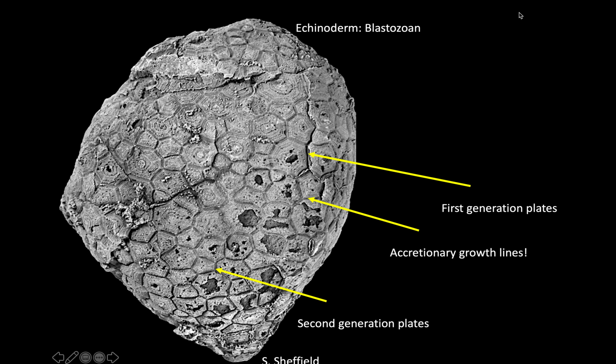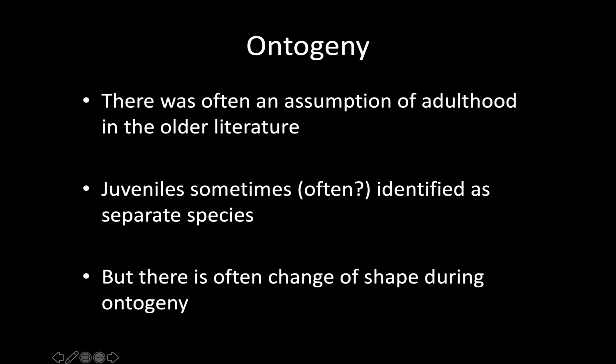This is another blastozoan. Beautiful. It is growing by accretion, right? We see these accretionary growth lines here rimming these thecal plates, the body plates. We also see second generation plates, addition of new parts being inserted through growth.